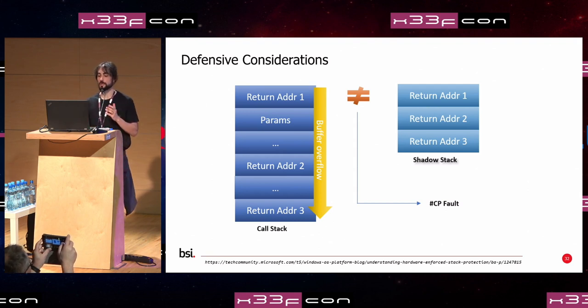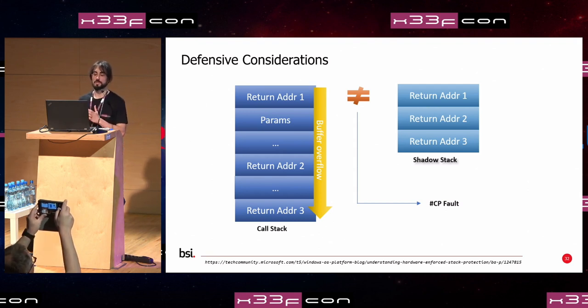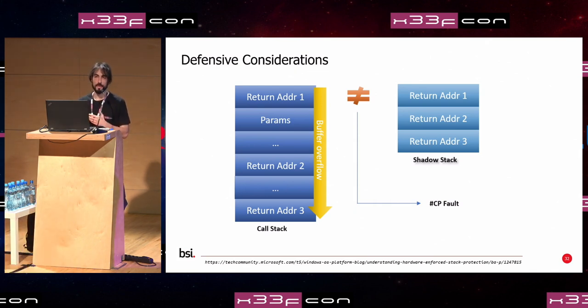So the difference between the normal call stack and the shadow stack is that the call stack contains everything: the return addresses, the parameters, everything. So you can manipulate that from user land and kernel land. The shadow stack instead is populated only when a call occurs, and it's completely hardware protected. So you cannot manipulate it even if you have kernel level access.